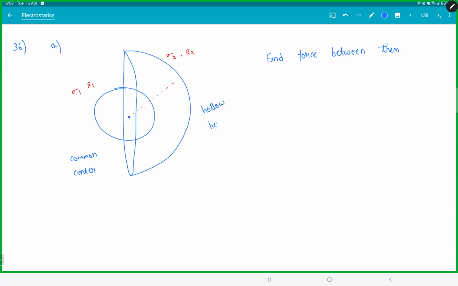This is a hollow hemispherical shell. Hope the picture was clear. You have a full hollow sphere. Then outside you have only half of it covered with a hollow hemispherical shell. Both are positive charge, so they repel each other. So what is the force between them? Think. Take a minute or two. This is not the actual question.